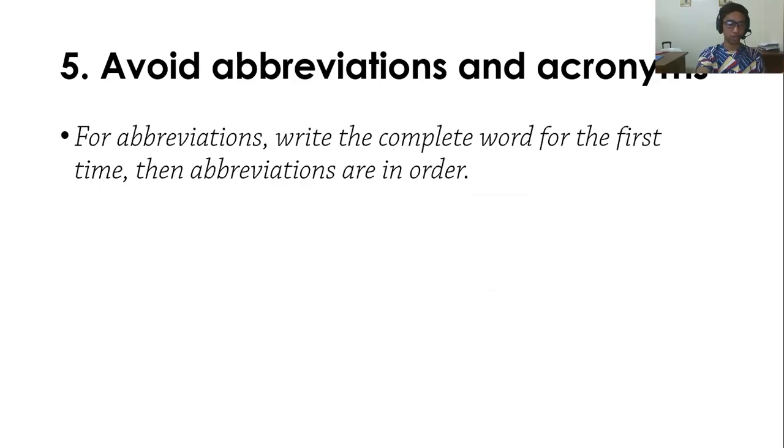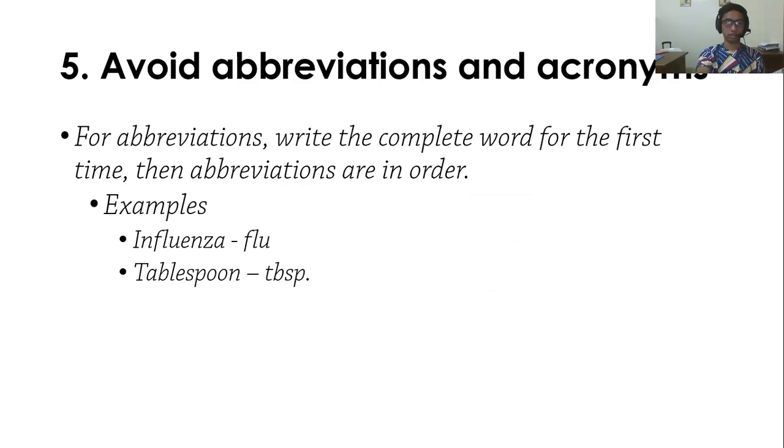Okay, how about for abbreviations? So for abbreviations, write the complete word for the first time, then abbreviations are in order. Okay, like what I've said a while back, it is also true with using abbreviations like the acronym. Like for example, you have influenza, which stands for flu, tablespoon, TBSP, Manila or MLA. So those are abbreviations.